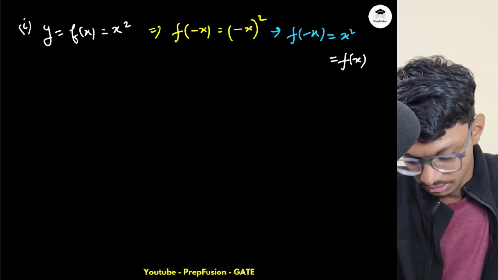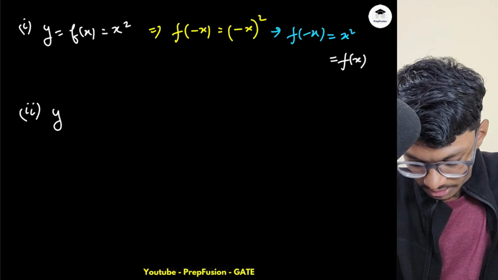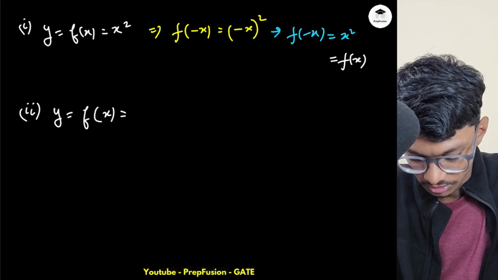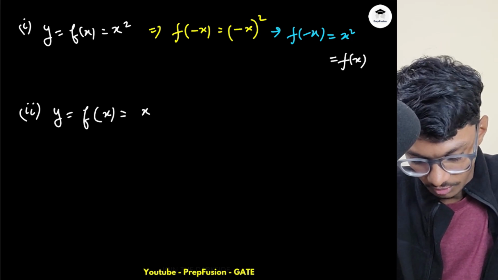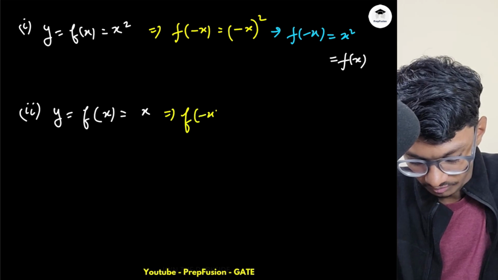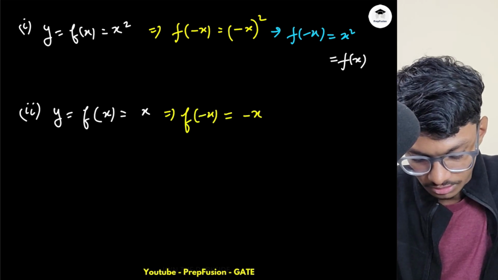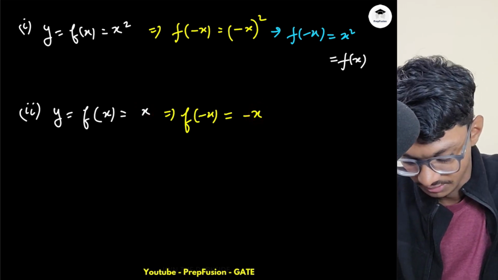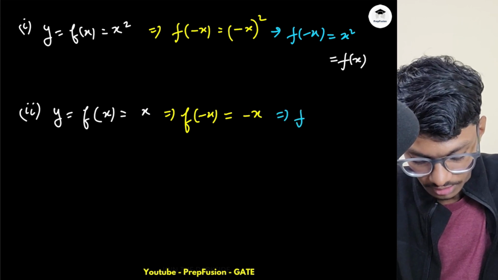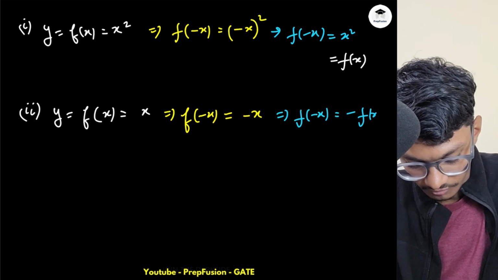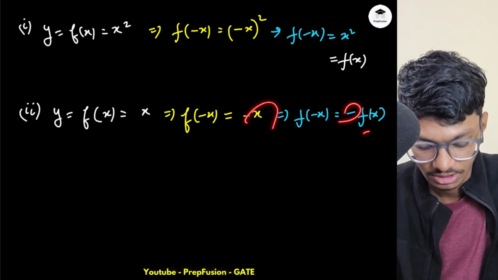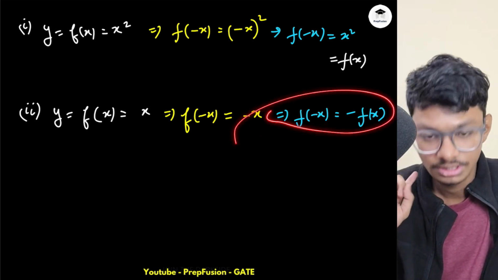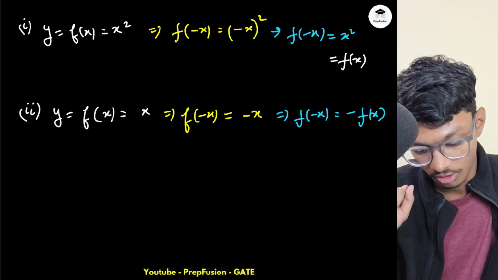Now if I use the second one, y equals f of x equals x, right? Simple x. So now if I replace x with minus x, what will happen? f of minus x equals minus x, right? So if it equals minus x, then this portion is f of x itself, right? So f of minus x will be equal to minus of f of x, right? Minus sign is outside and this is f of x. Okay, so this is satisfied. So this is an odd function and the other is an even function, right?